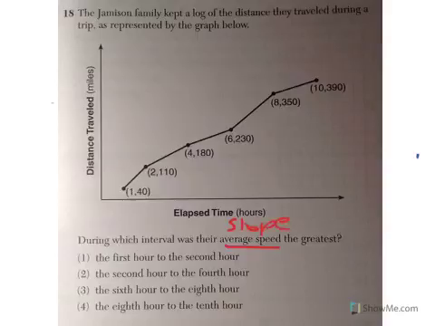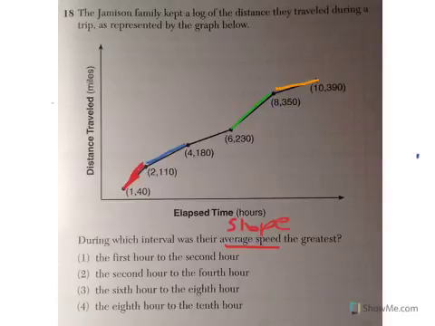Okay? So, when is the slope the greatest? When is your m value the highest number? Is it from the first to the second hour? Okay, so that would be right here. Or is it from the second hour to the fourth hour? Okay, so second to the fourth would be here. Is it from the 6th hour to the 8th hour? Or is it from the 8th hour to the 10th hour? Okay, so what we have to figure out is what is the slope of each of these lines.